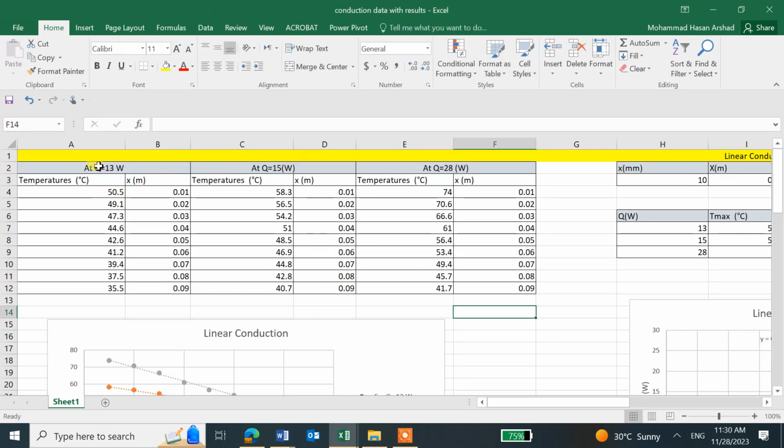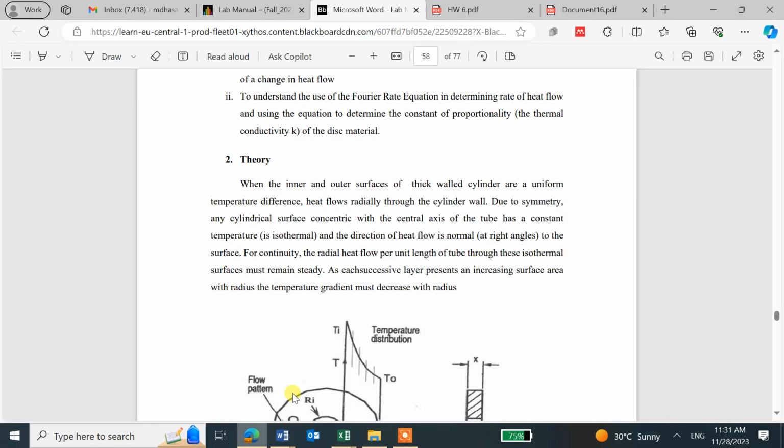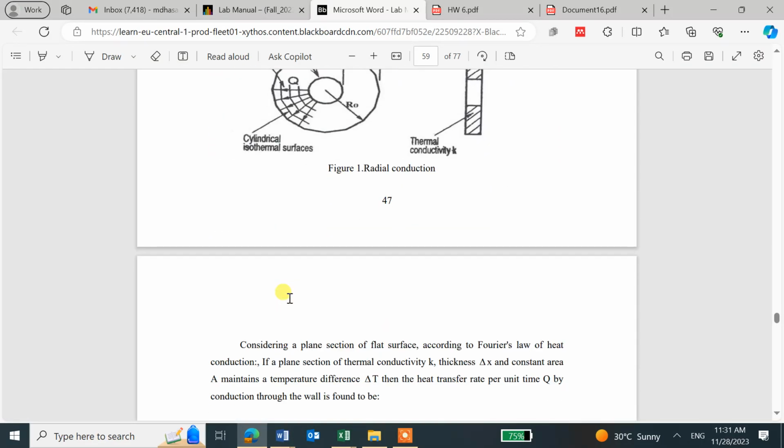I have this. So at Q 13 watt, this is the temperature profile. This is the steady state temperature profile at different positions, right? And the same at three different watt heating. So what we are doing, we are in the linear conduction.